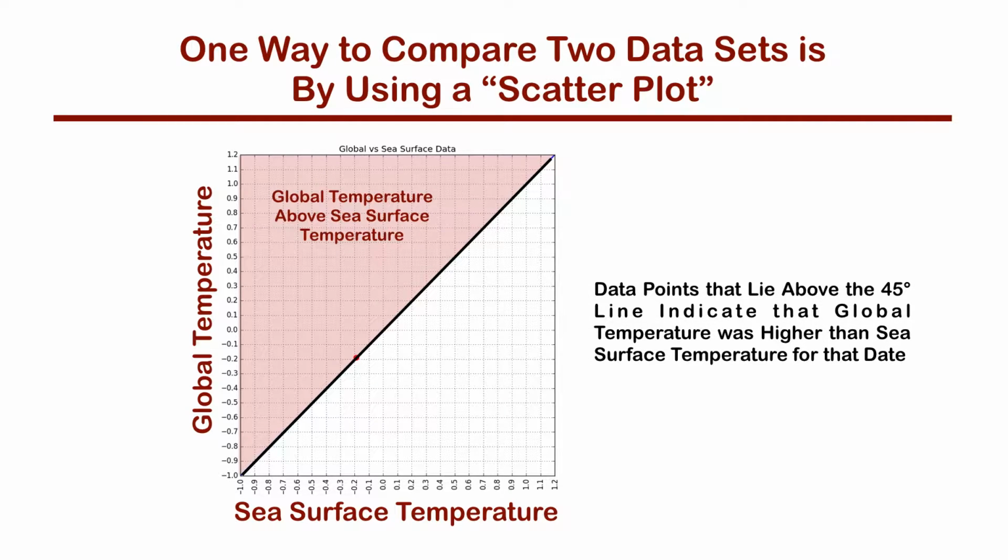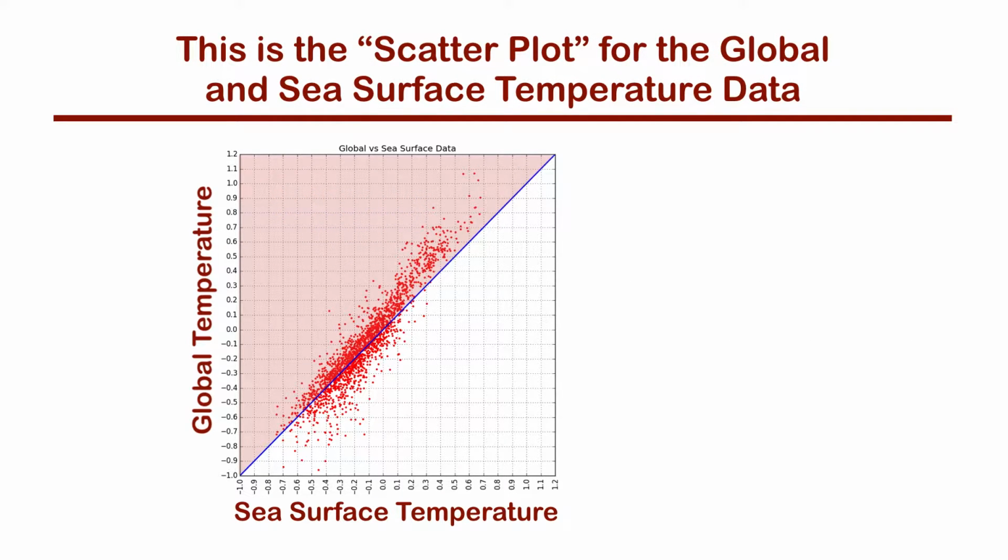Any data point that falls in this pink shaded region indicates that the global temperatures were above sea surface temperatures. So data points that fall in the pink shaded region are indicators of potential warming caused by CO2. Okay, so what do the data look like? This is what the data look like.